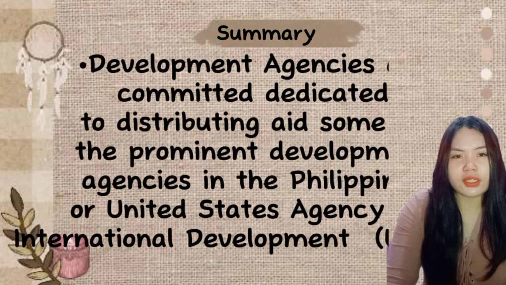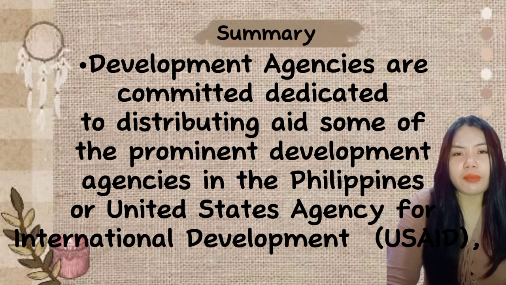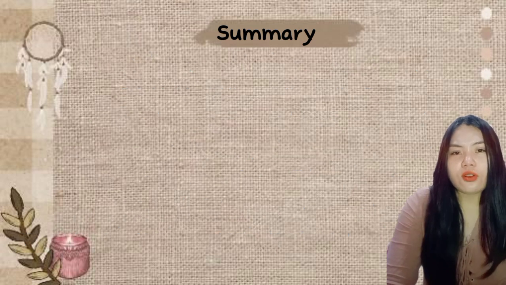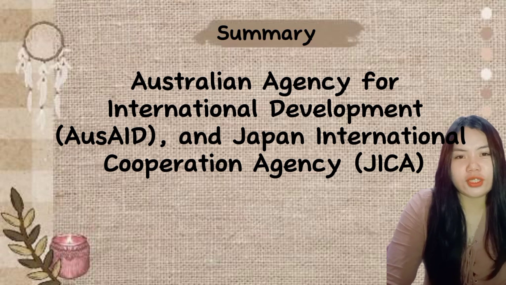Development agencies are committed, dedicated to distributing aid. Some of the prominent development agencies in the Philippines are United States Agency for International Development, or USAID, Australian Agency for International Development, or AusAID, and Japan International Cooperation Agency, or JICA.